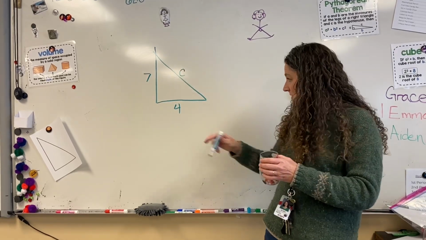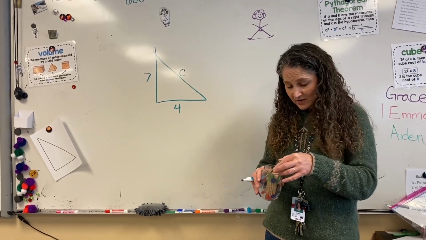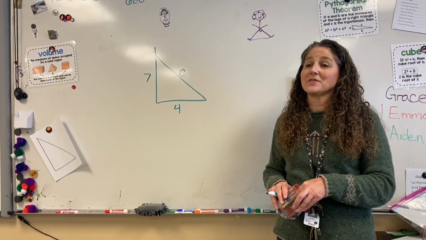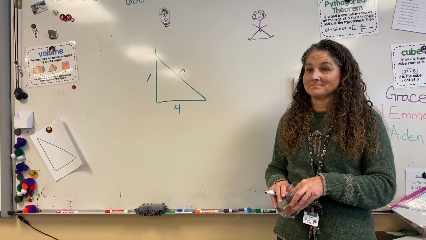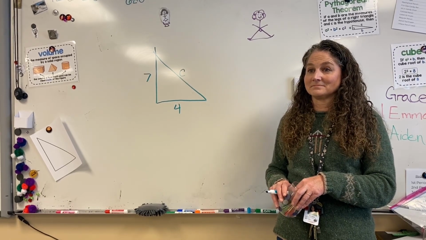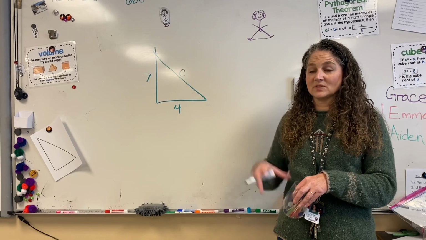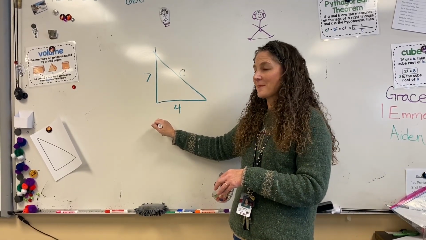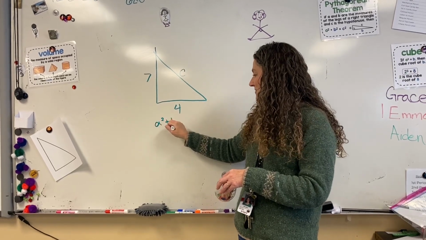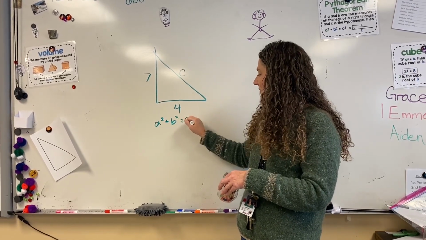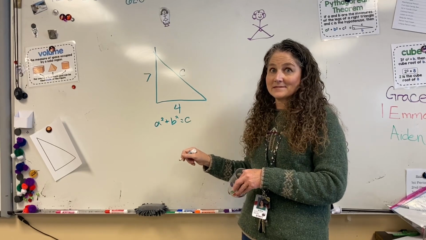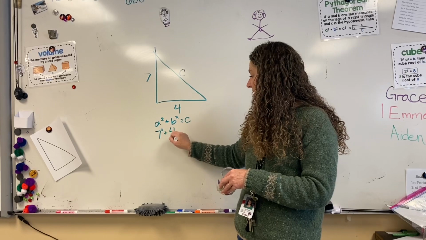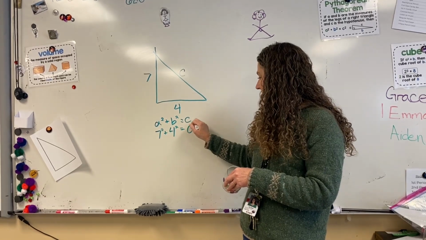So, what is the Pythagorean theorem, Packer? A squared plus B squared equals C squared. Okay, say it, Packer. You got to say it. A squared plus B squared equals C squared. What do we want A to be? 7 or 4. 7 squared plus 4 squared equals C squared.